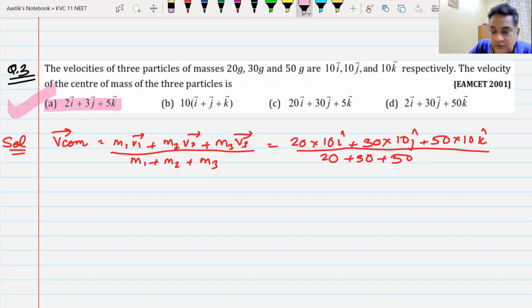Anyone understands this? Yes or no? You just have to multiply and divide it. Do we understand this? Yes or no? How many of you got the correct answer?